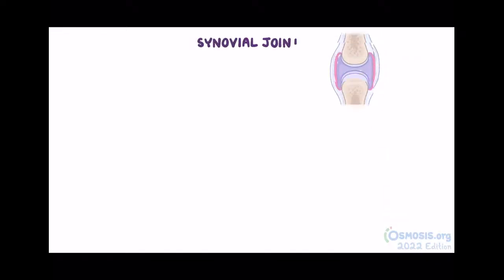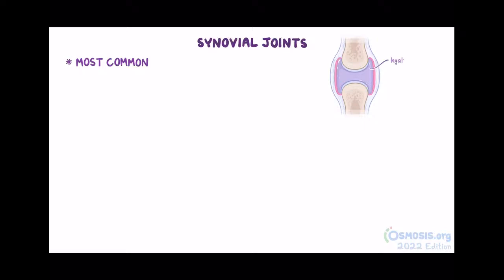Finally, there are the synovial joints, which are the most common type of joint. In synovial joints, the articular surfaces of the bones are covered with hyaline cartilage, but they are separated by a fluid-filled joint cavity that is surrounded by a joint capsule. These features make synovial joints freely movable.